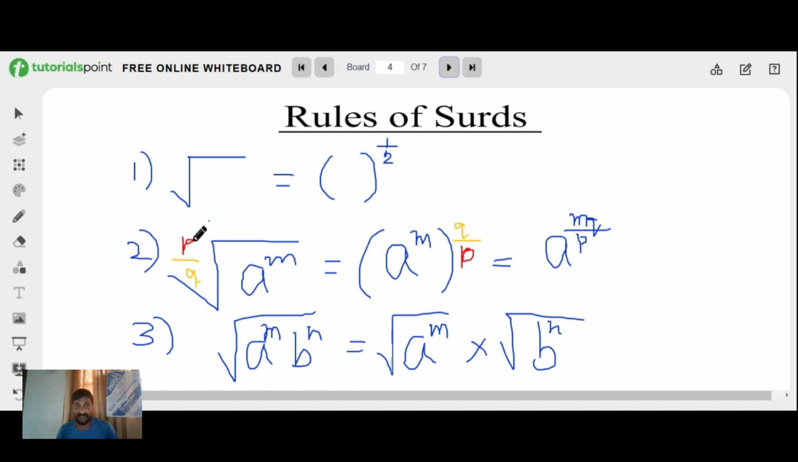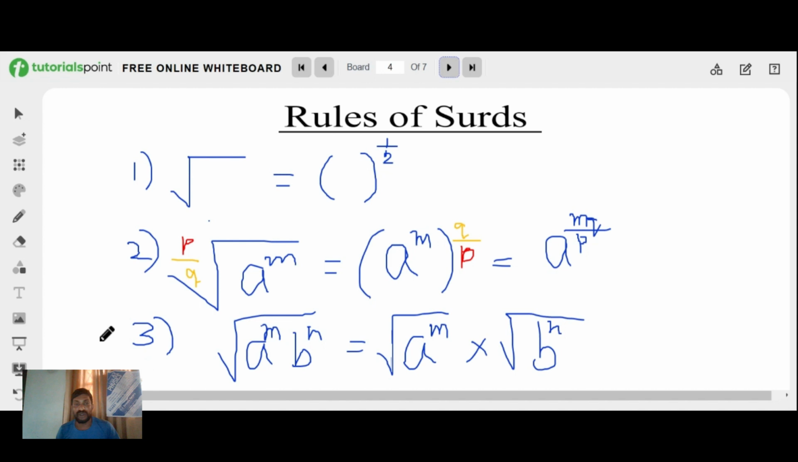You can say a to the power root of p over q. So we can write a to the power m as it is, but the reciprocal has to be taken on that ratio, so q over p comes over here. Finally, we can simplify with the knowledge of the rules of surds: a to the power mq over p.